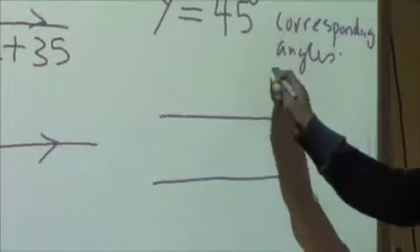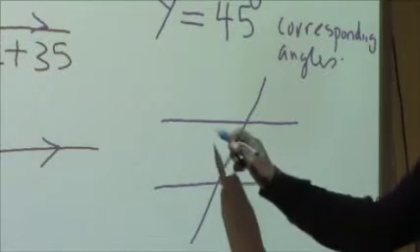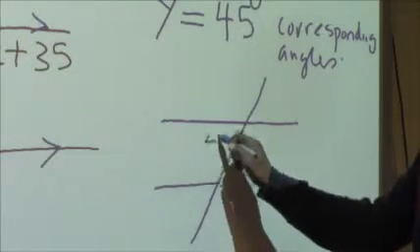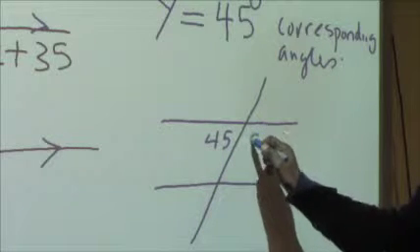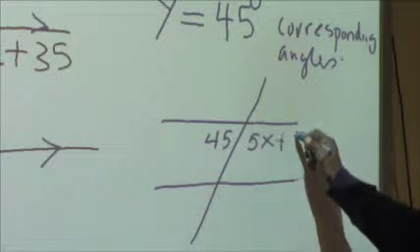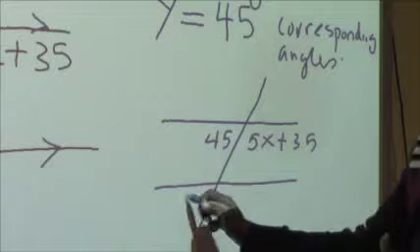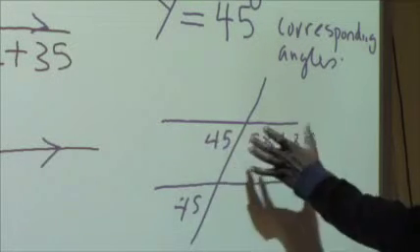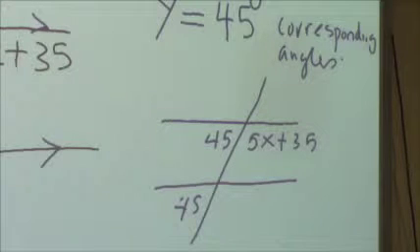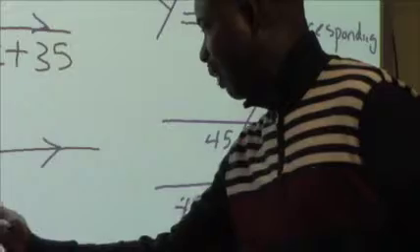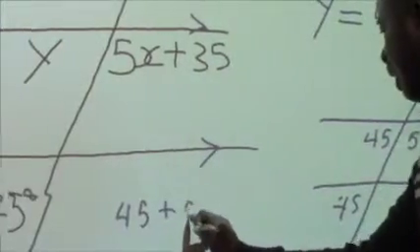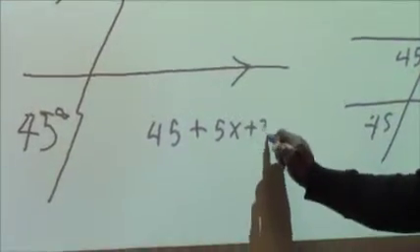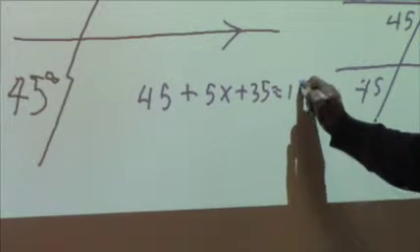Now that I know what y is, let me redraw this so that you see what I'm going to do next. I'm going to put y is 45, so I'm going to put 45 over here. Then I put 5x plus 35. Now, clearly I know that this angle and that angle are supplementary, so I can proceed to solve this by writing 45 plus 5x plus 35 equals 180.